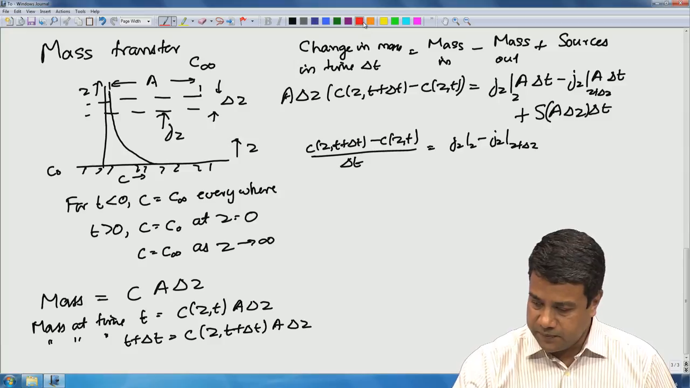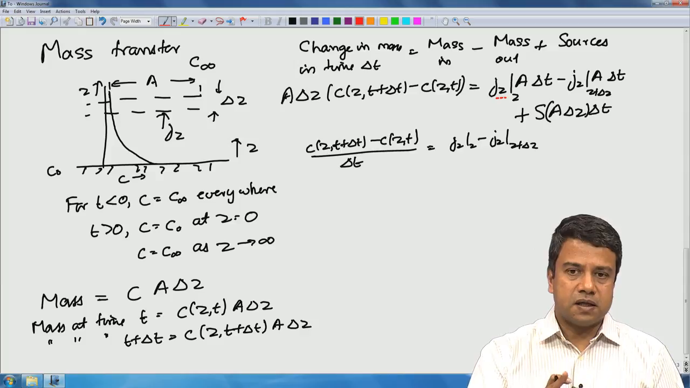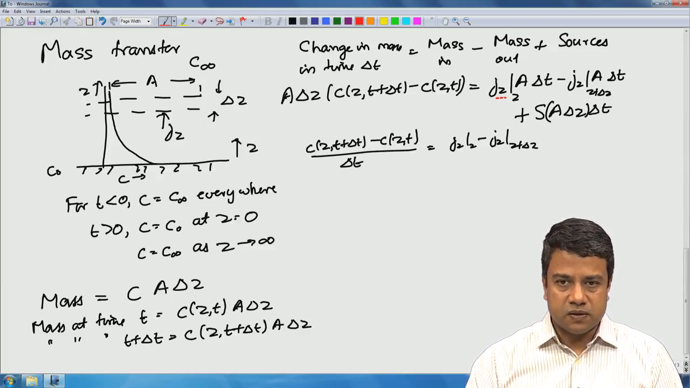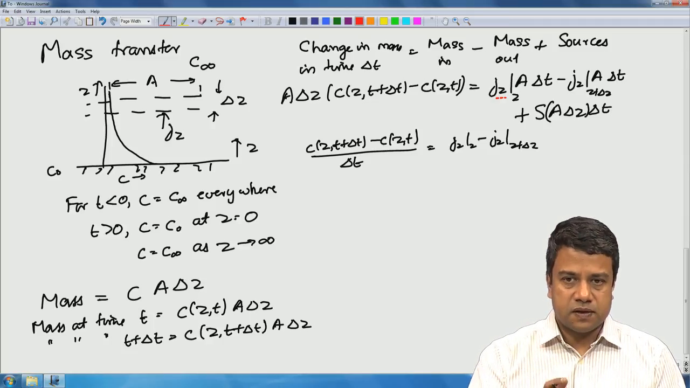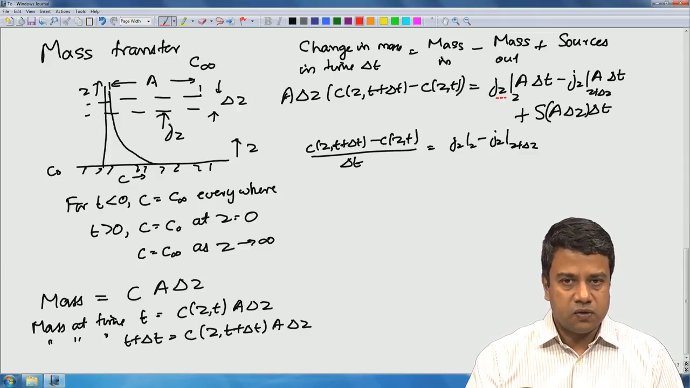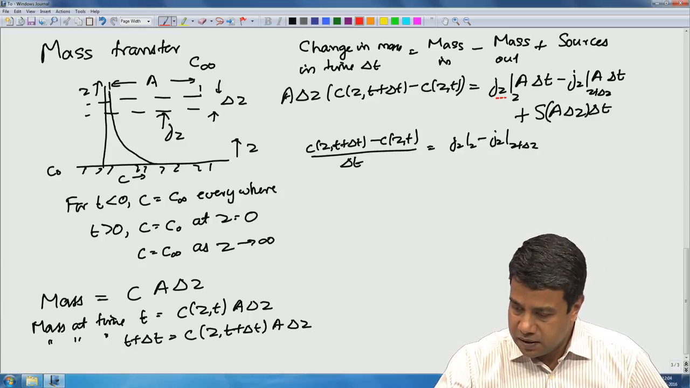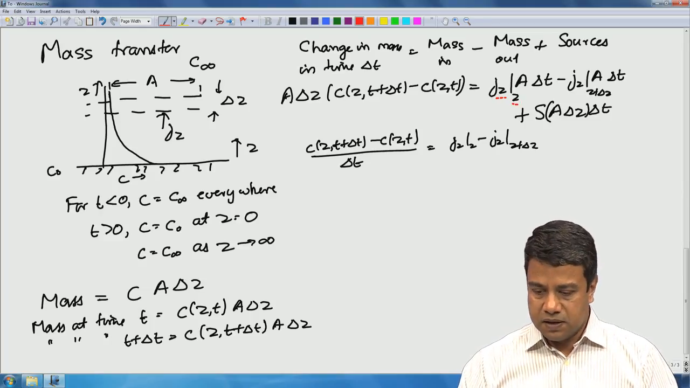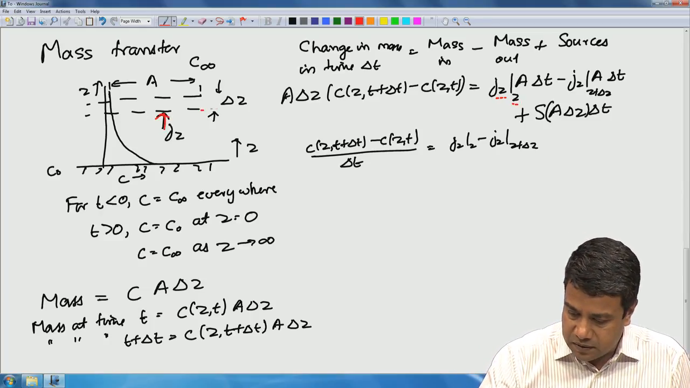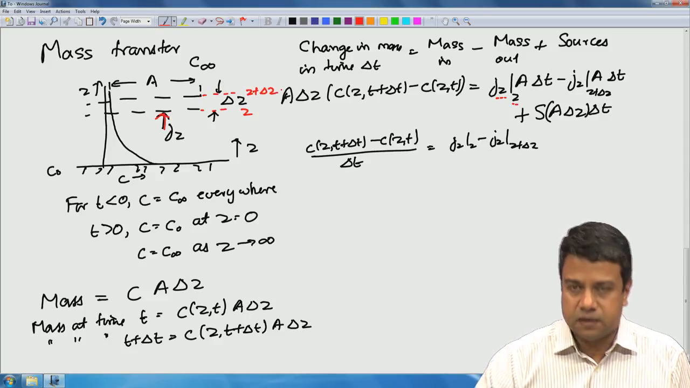Note this first subscript denotes that the flux is in the z direction. The direction of the flux depends upon the direction of the concentration variation. In this particular case, we are taking variations in concentration only in the z direction. Therefore, the flux will also be only in the z direction. The second one denotes the location at which we are taking the flux. So, for the input, we are taking the flux at the location z. For the output, we are taking the flux at the location z plus delta z.